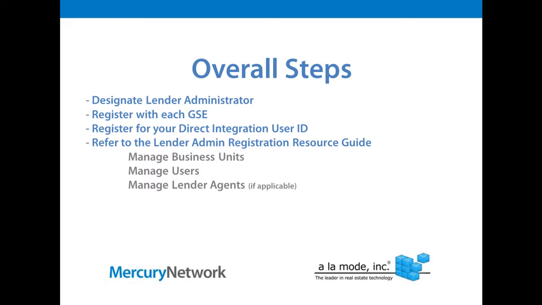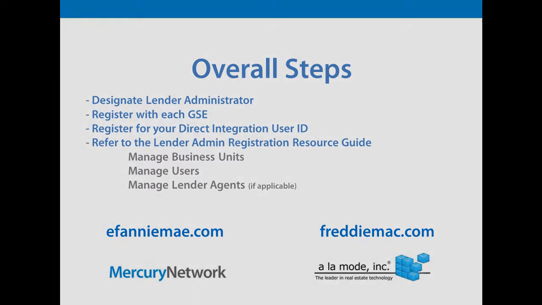The next is going to be to register for your direct integration user ID. This is for those lenders that are using Mercury or any other third-party platform in order to be able to upload appraisals directly to the UCDP. Finally, refer to the Lender Admin Registration Resource Guide in order to set up your business units, manage your users, as well as manage lender agents. You can also refer directly to efanniemae.com or freddiemac.com for further instructions and forms that you might need to fill out in order to submit to the UCDP.